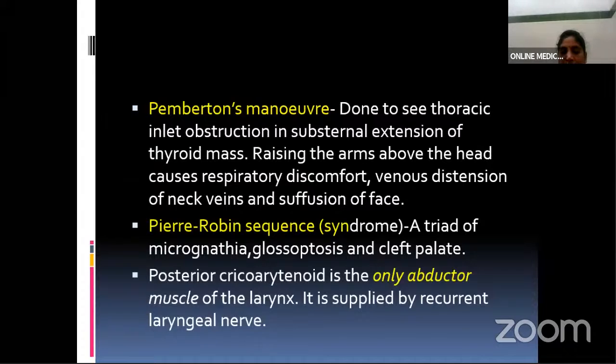Coming to the muscles of the larynx. Posterior cricoarytenoid is the only muscle you need to learn by heart. This is the only muscle which is the abductor of the larynx, which is supplied by the recurrent laryngeal nerve.